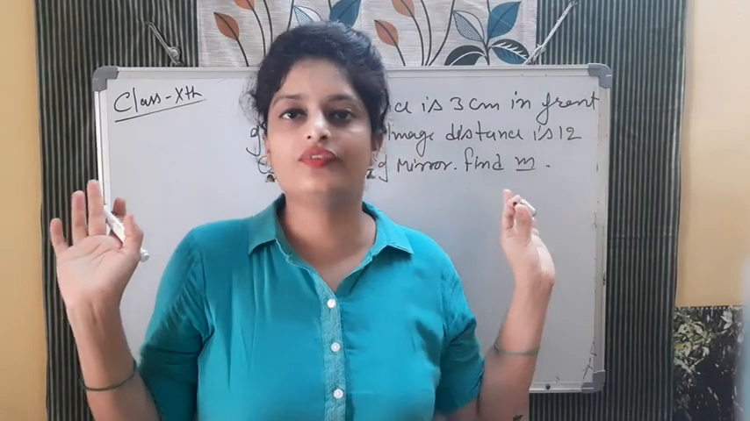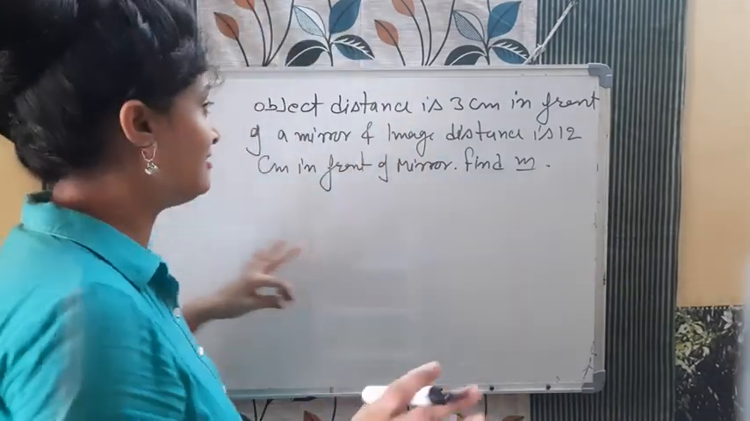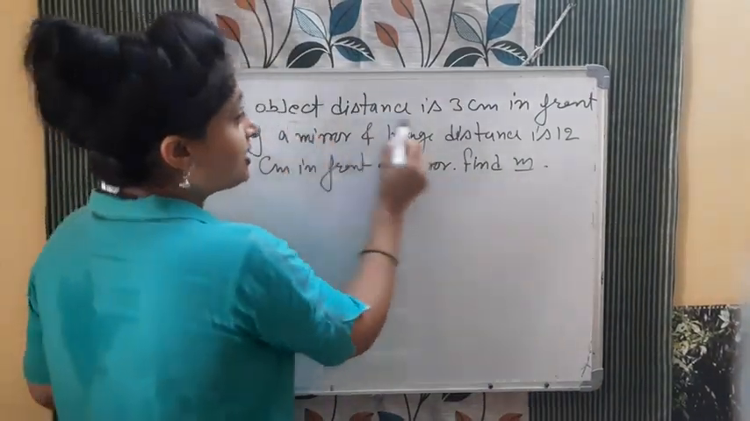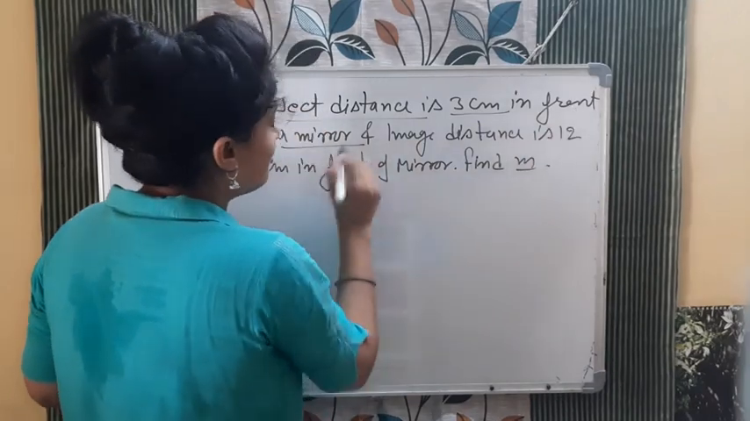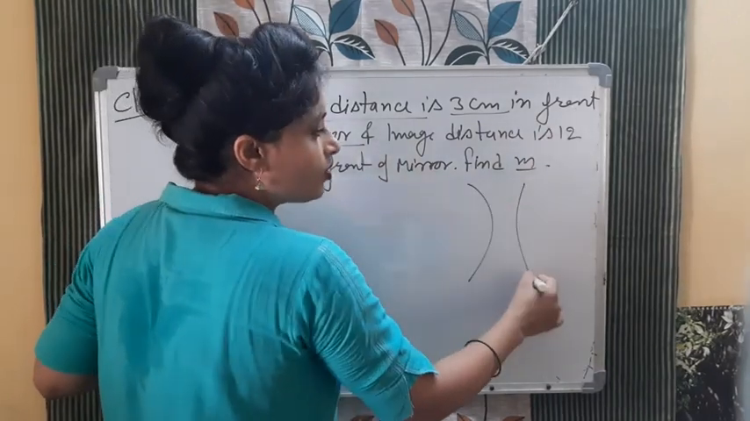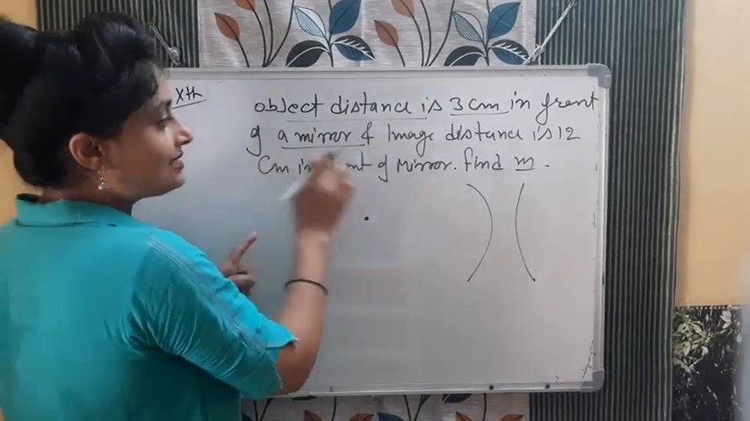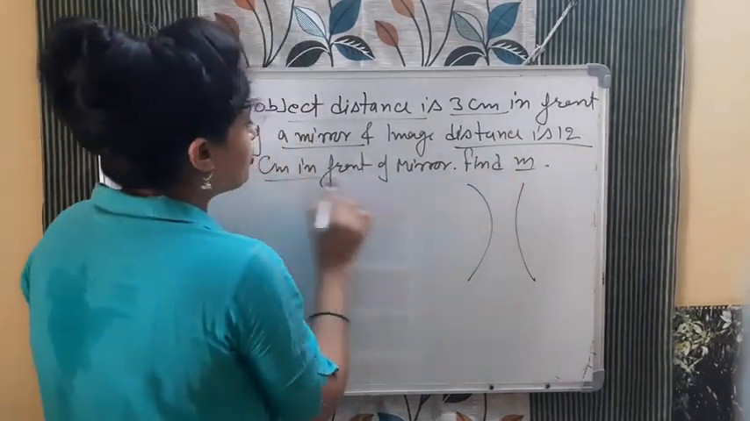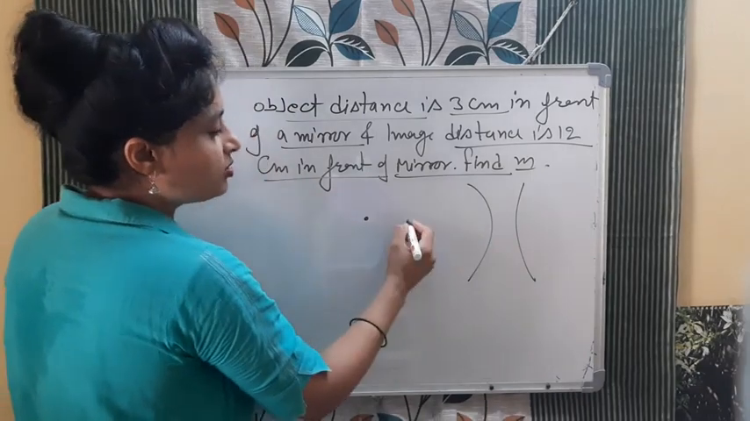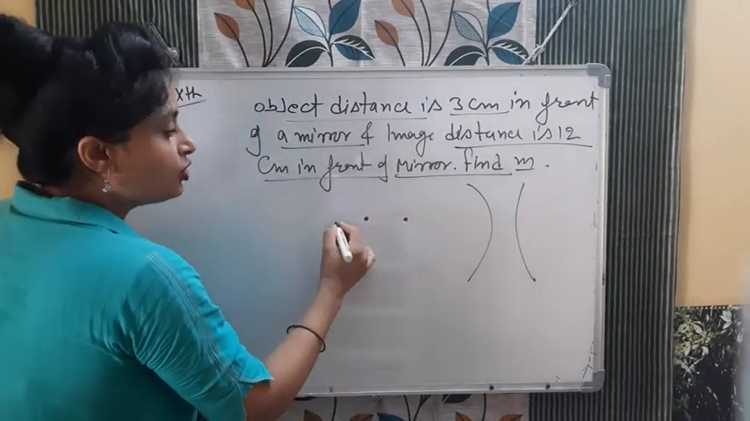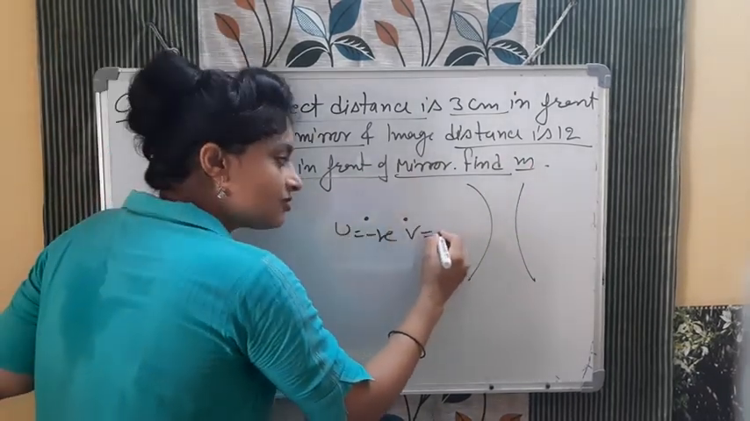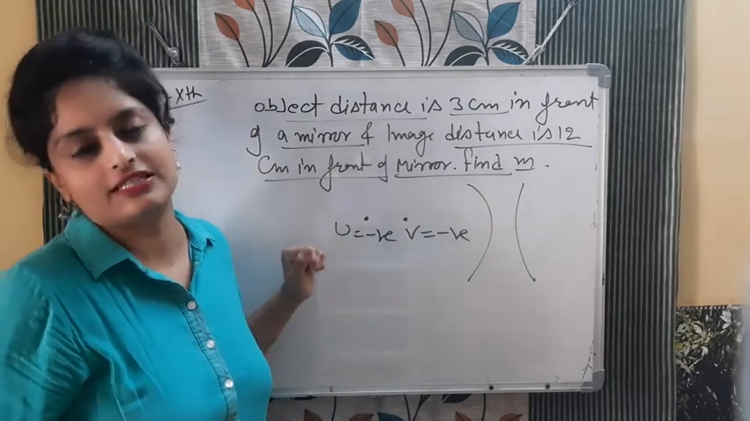In this kind of question, when the mirror is not given, read the statement again. Object distance is 3 centimeter in front of the mirror. It is either convex or concave. It is in front of the mirror. It means the object is on the left side. In the same way, the image distance is 12 centimeter in front of the mirror. It is also on the left side. So u is negative and v is also negative. This thing you need to understand from this question.